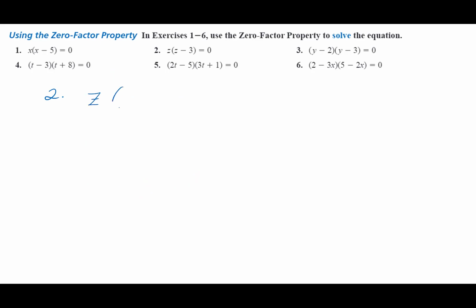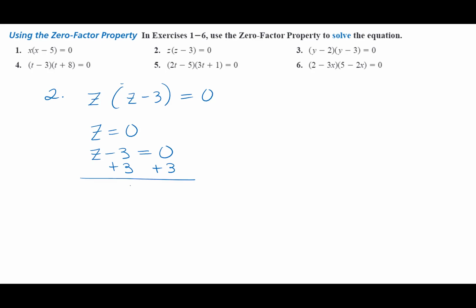We have the number z times the number z minus 3, and that multiplication problem equals 0. There's two possible values for z that could make this statement true. The first one is z could simply equal 0. If z equals 0, this would be 0 times a negative 3 if I substituted 0 in there, which does equal 0. But I could also take the second number, which was z minus 3, and say that part could equal 0. Well, if the z minus 3 number equaled 0, what would z have to be?